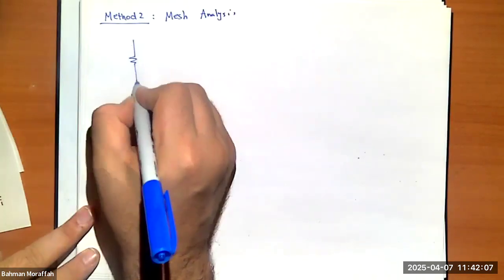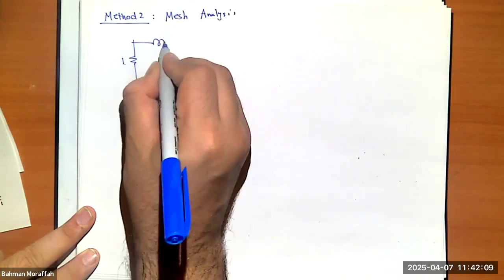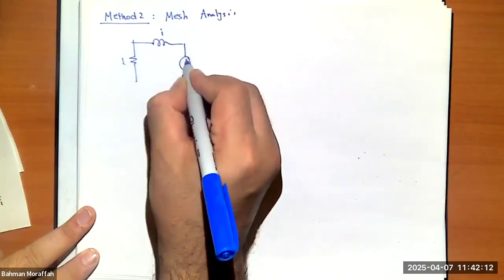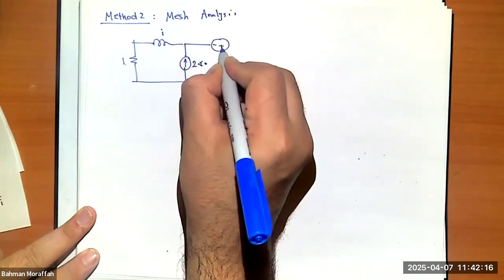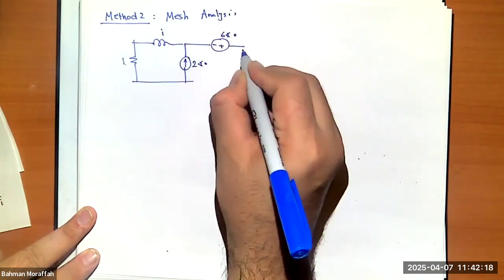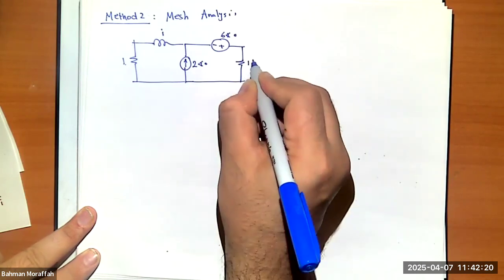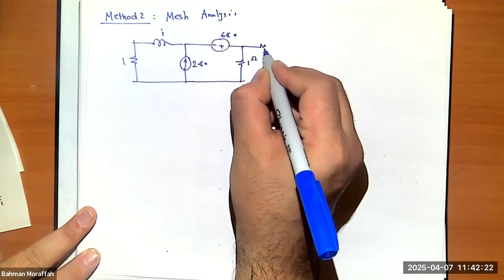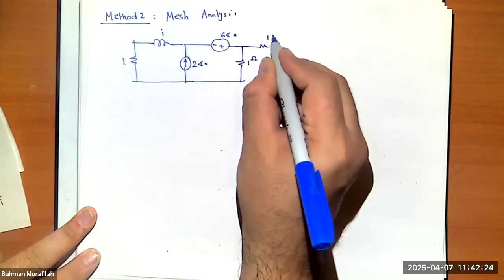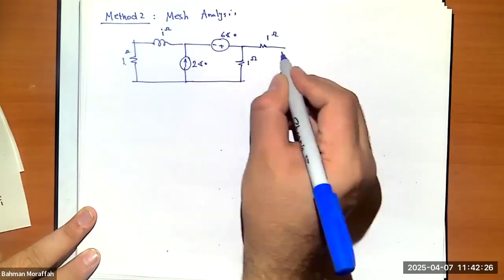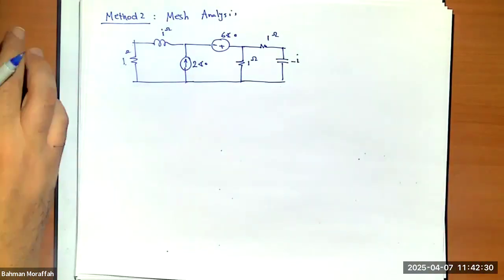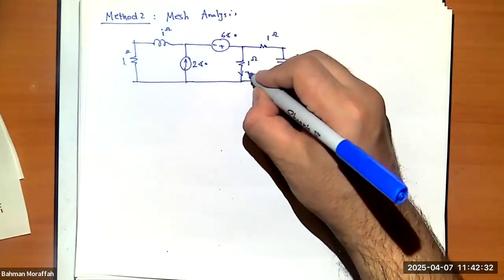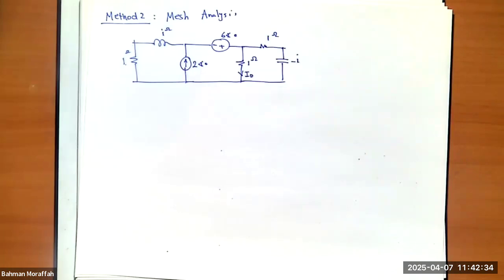Again, let me redraw the circuit. This is the circuit. 2 and 0, 6 and 0, 1 ohm, another 1 ohm, and negative i. Right? And the question is, what is the sign of it?